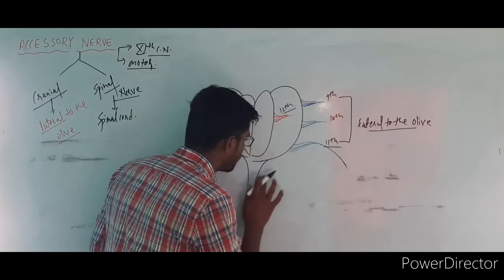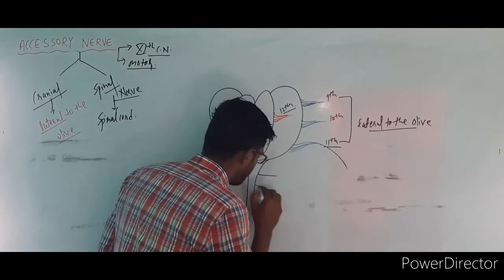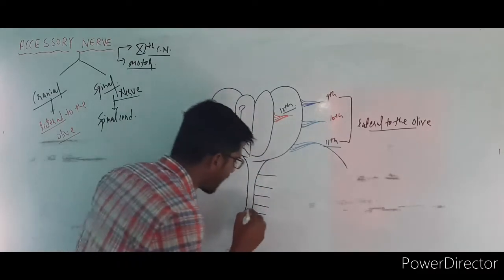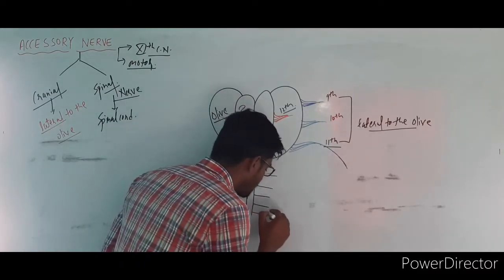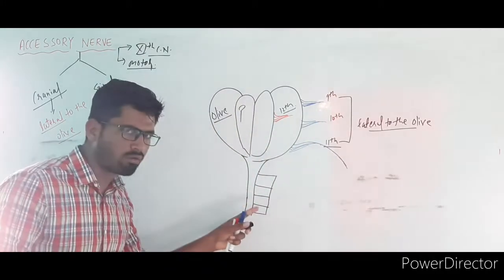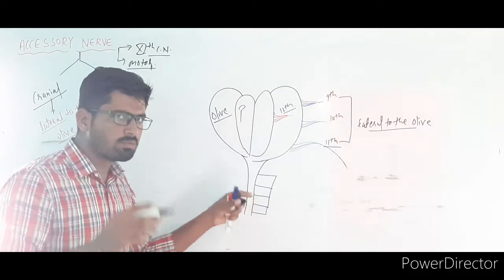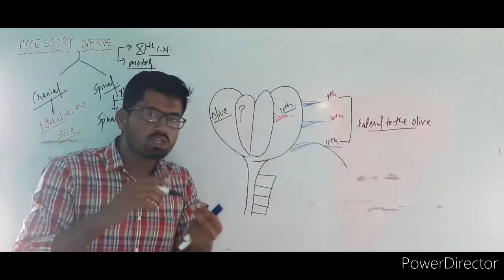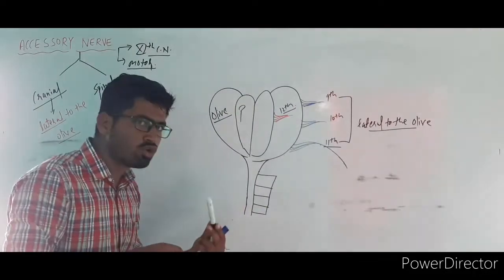Let me draw more clearly. So, these things are the spinal nerve. Now, this arises from the spinal cord. And we are talking about the cranial nerve now. It means it should enter into the cranial part. So, from where will it enter into the cranial part?